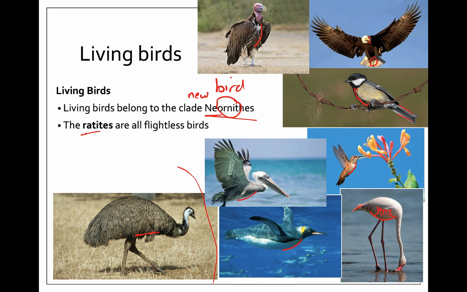So this is where the sternum is. It's going to look kind of like a keel, and then the muscles from the wings attach down to that sternum. Even the penguins do have a big carinated sternum because they are able to fly, but they do so underwater. So penguins are not going to actually fly in the sky.